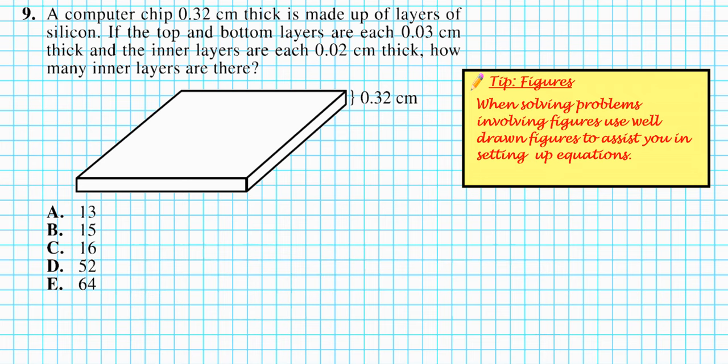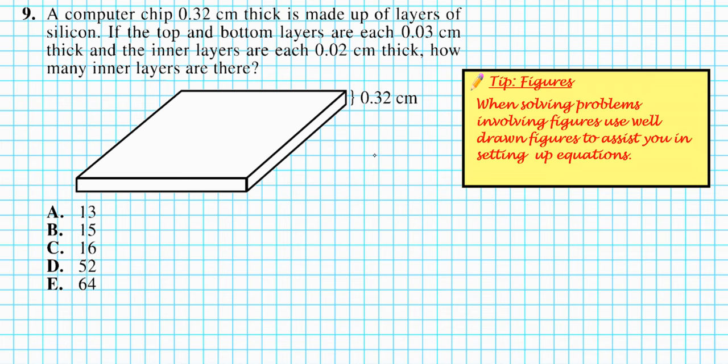All right, let's take a look at problem number 9. It reads, a computer chip 0.32 centimeters thick is made up of layers of silicon. If the top and bottom layers are each 0.03 centimeters thick and the inner layers are each 0.02 centimeters thick, how many inner layers are there?